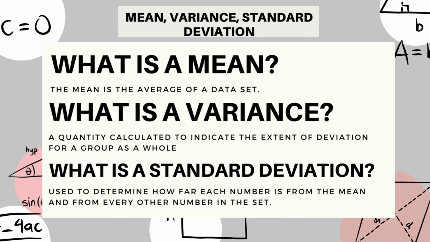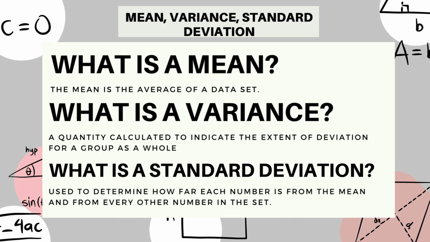Now what is a variance? A variance is a quantity calculated to indicate the extent of deviation for a group as a whole. It is a mean square difference between each data point and the center of the distribution measured by the mean.